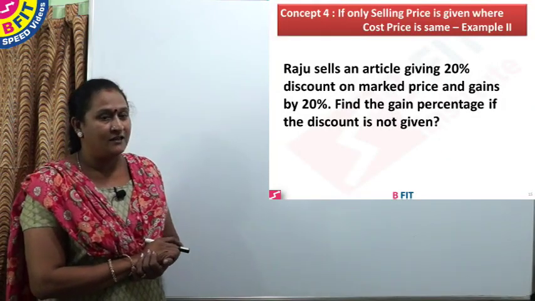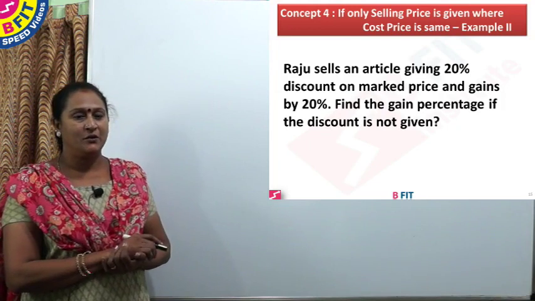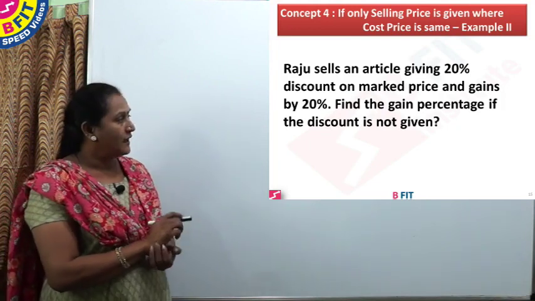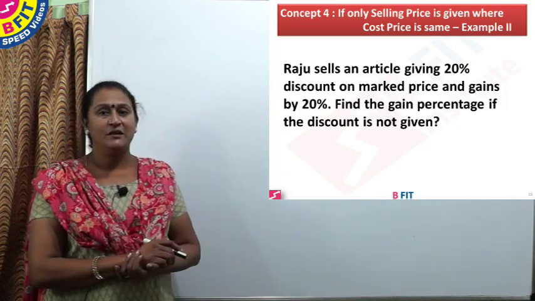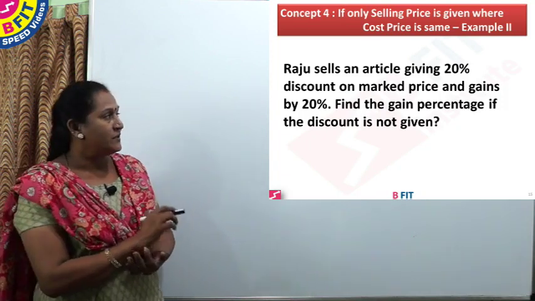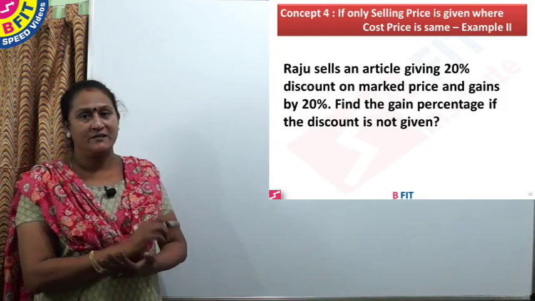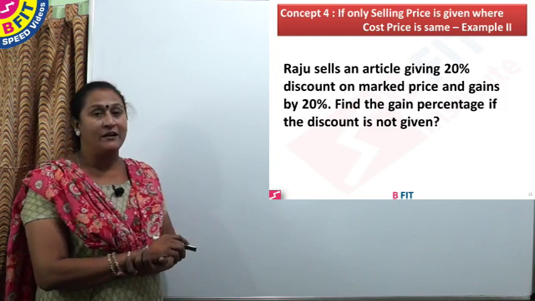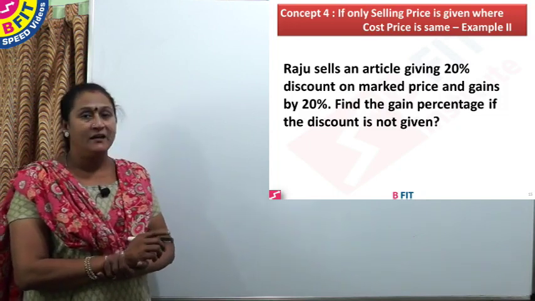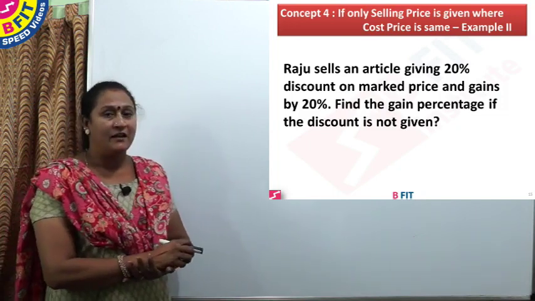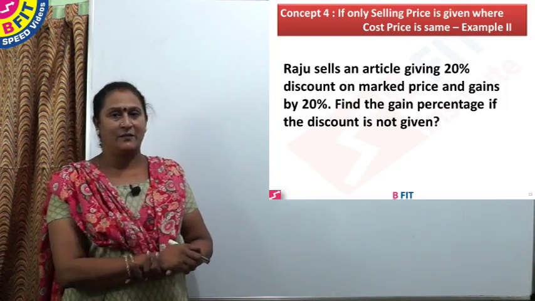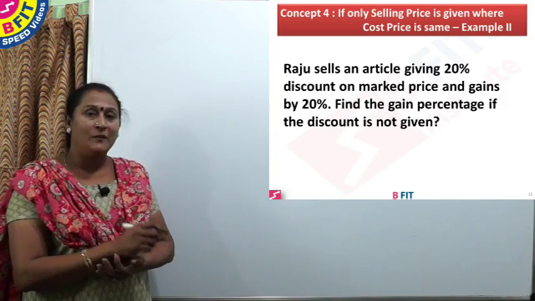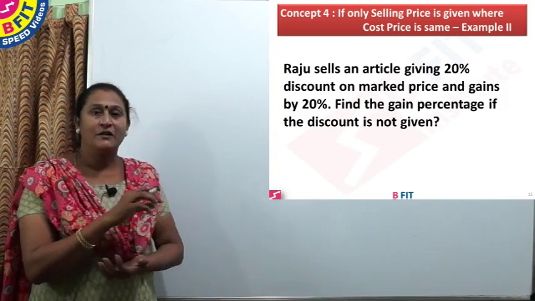Raju sells an article giving 20% discount on mark price and gains by 20%. Find the gain percentage if the discount is not given. So in this question also, the cost price is the same. If he gives 20% discount on mark price, he will gain by 20%. That means he is selling an article after giving 20% discount on the mark price, and for that selling price, he gains by 20%. So what will be the gain percent if discount is not given?